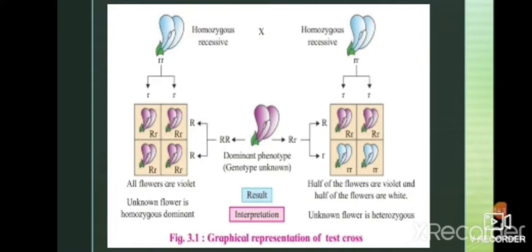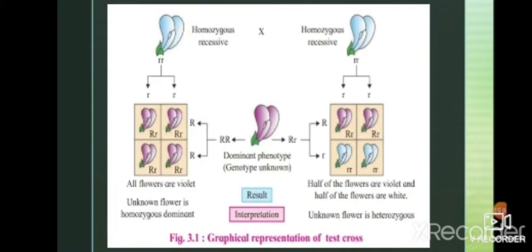Then what is the ratio? After pairing, capital R small r, capital R small r, capital R small r, capital R small r. All flowers are violet. Then the unknown flower is homozygous dominant.